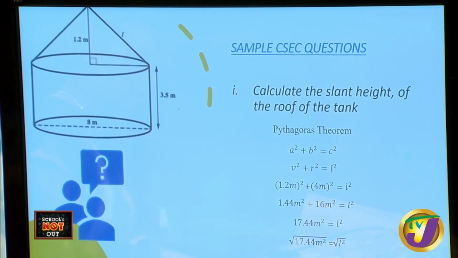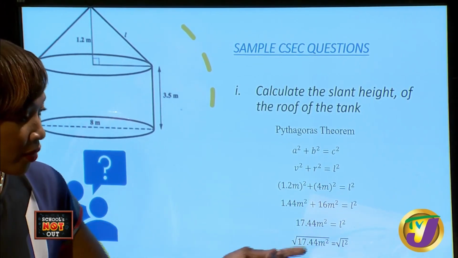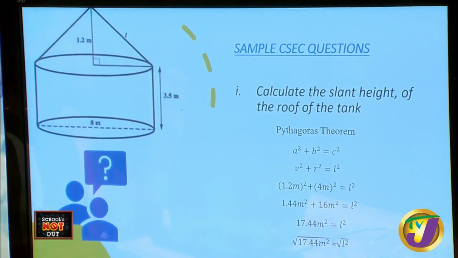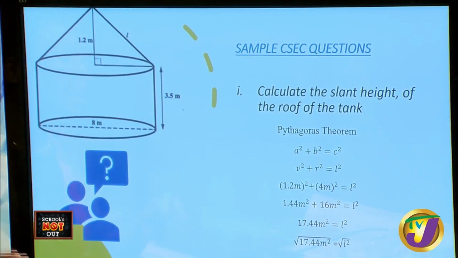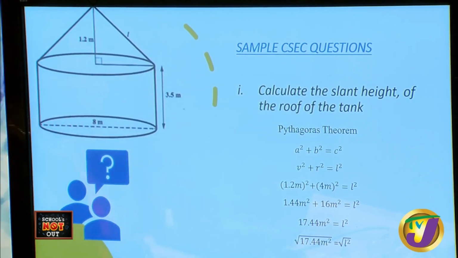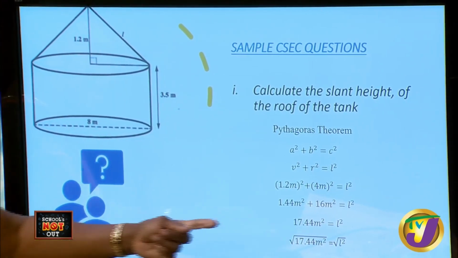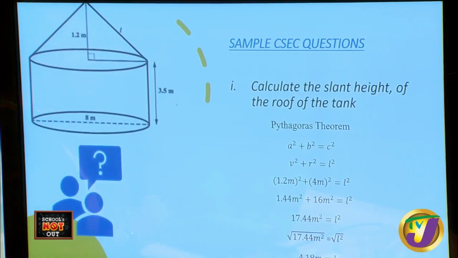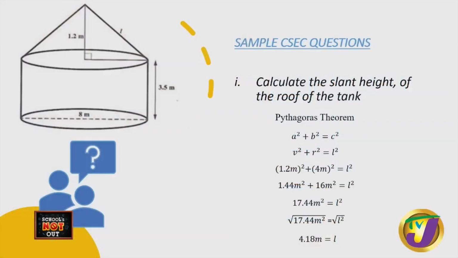Height, so height is the same as the length there. Now to find the slant height, we'd have to find the square root of L squared and also the square root of 17.44 square meters, which would give us 4.18 meters, which would give us the slant height.